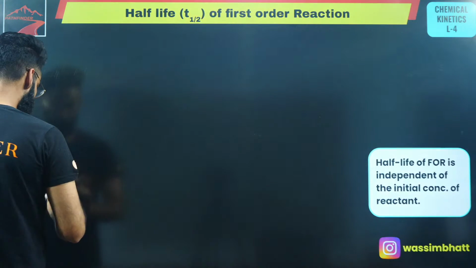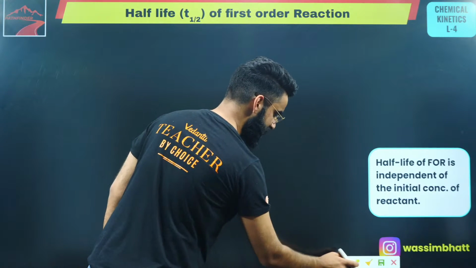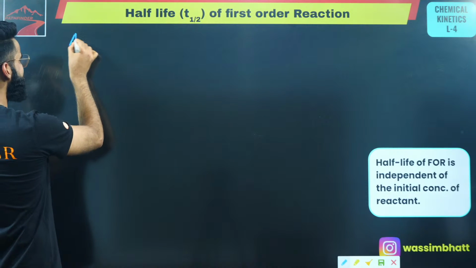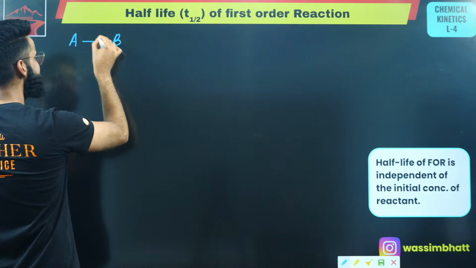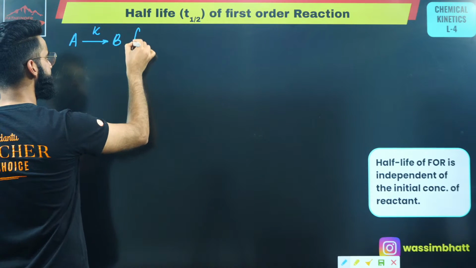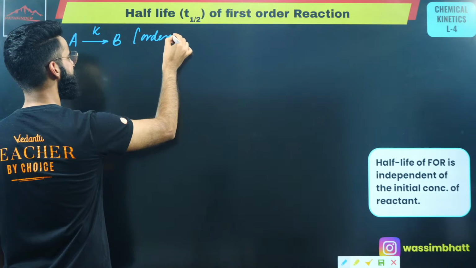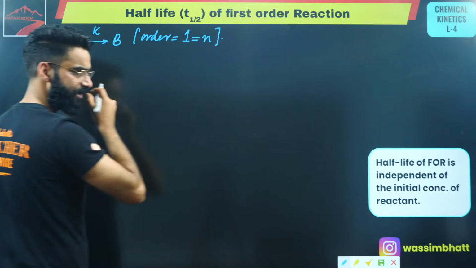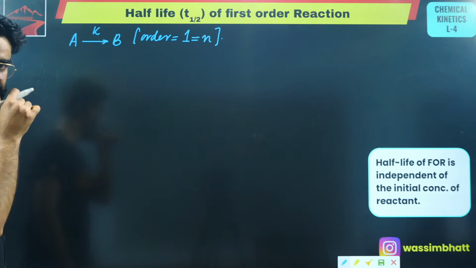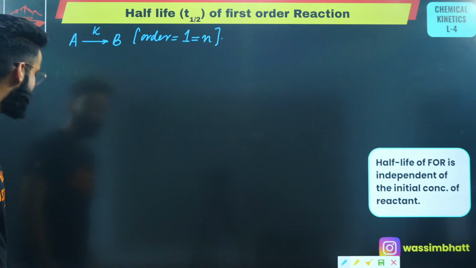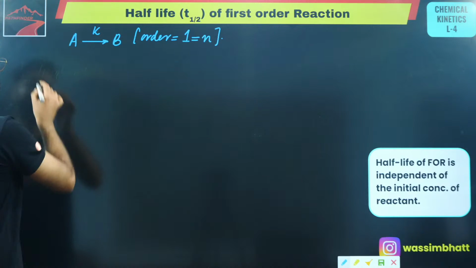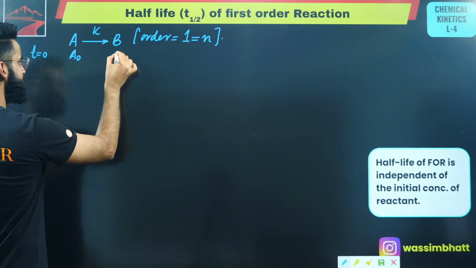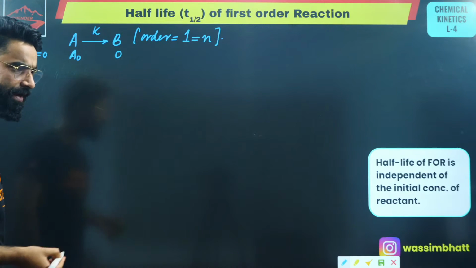So let's get to know the half-life of the first order reactions. Understand? Let's say I have the reaction A gives B. Let's assume the rate constant of this reaction is k, and I'm assuming the order of reaction is 1, that means the value of n I'm keeping as 1. Now people, a few important things. Let's assume at time t is equal to 0, the concentration of reactant is A0, and the concentration of product is absolutely going to be 0, right?